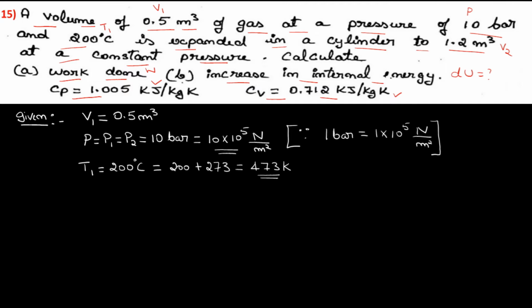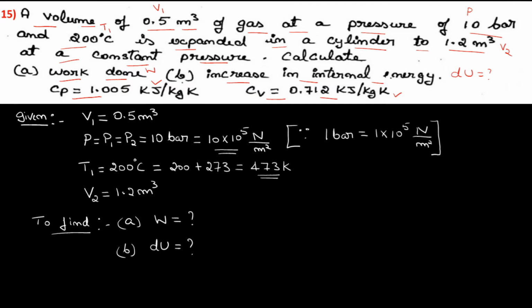Next given is the final volume. Final volume V2 is equal to 1.2 meter cube. What we need to find? To find A, work done, that is W is equal to question mark, and B, increase in internal energy, that is change in internal energy, dU is equal to question mark. What is given here?